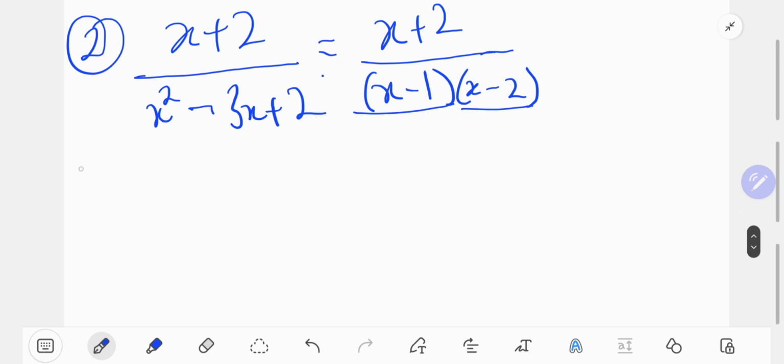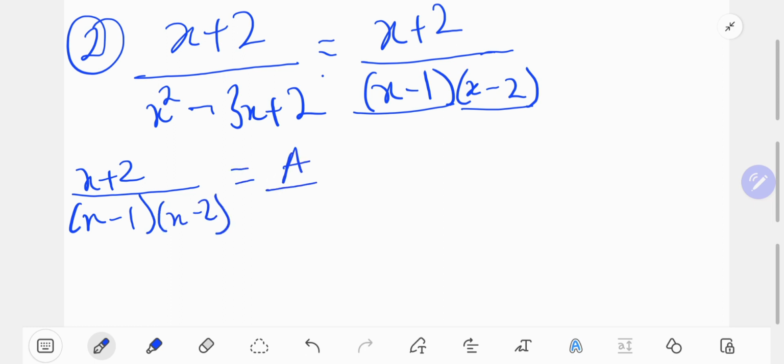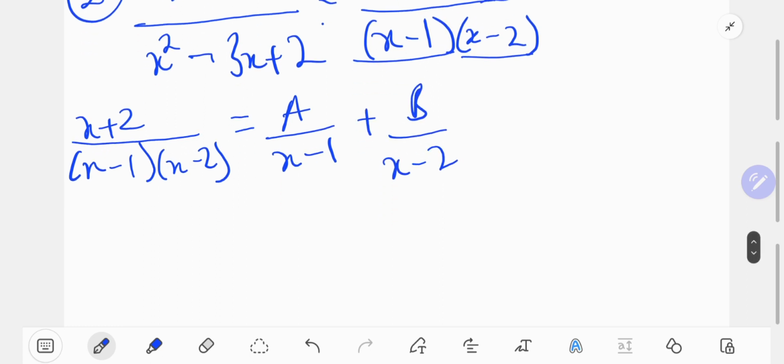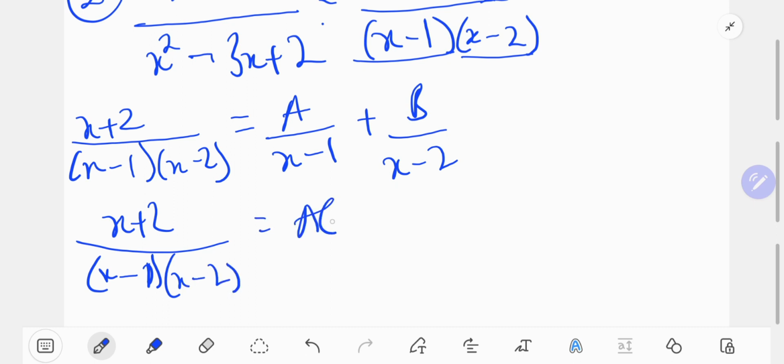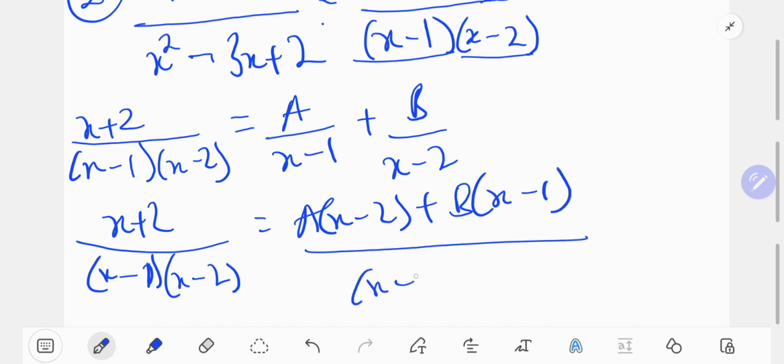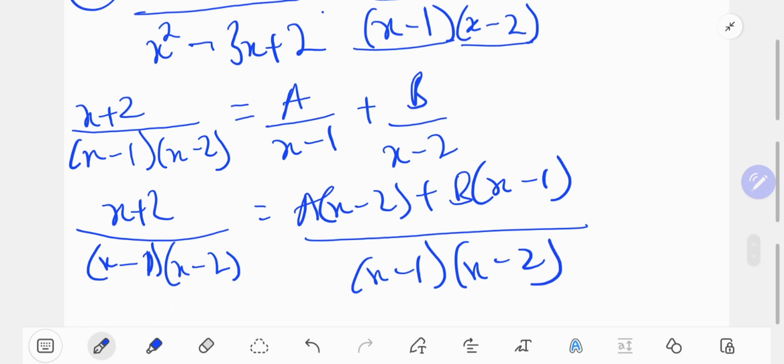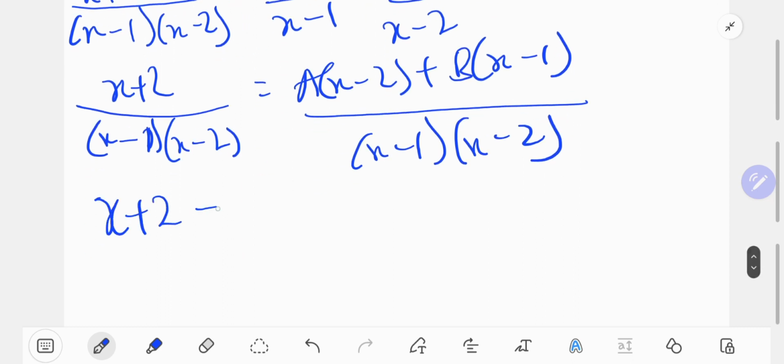Okay, so let's write an expression for the fraction with x minus 1, x minus 2 in the denominator. So it's in the form a on x minus 1 plus b on x minus 2. So I'm going to get x plus 2 equals a(x minus 2) plus b(x minus 1), over x minus 1, x minus 2. We can ignore the denominators to get this. Let's expand it. I'm going to get ax minus 2a plus bx minus b.